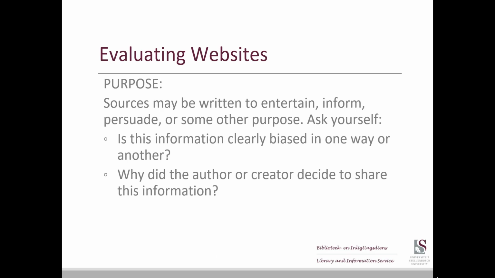Then lastly, the purpose. Sources can be written for a specific idea. Ask yourself, is this information clearly biased? Why did the author decide to share this information? Sometimes someone will write something in order to persuade people to their point of view, and you must be able to tell whether or not that's happening. If you're able to evaluate things in such a way, then you don't have to worry about being caught out using bad or false information.